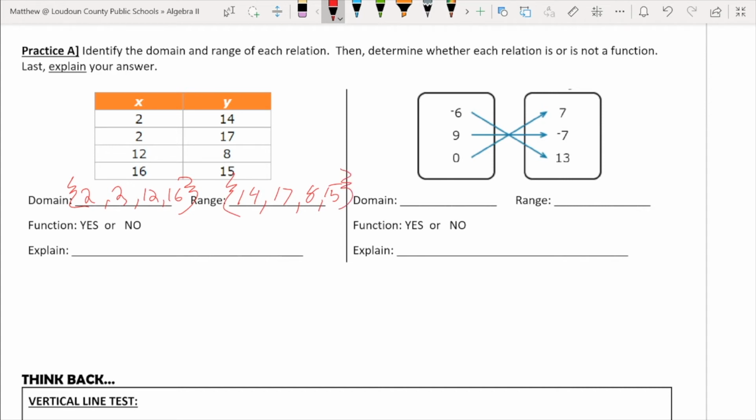Is this a function? Well, x has two inputs, 2, that have an output of 14 and 17. So no, not a function. And you can explain that. So input of x has two outputs, 14 and 17. All right.